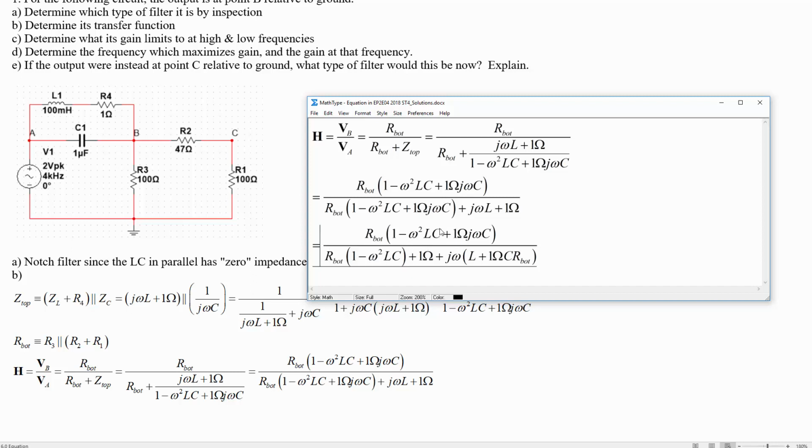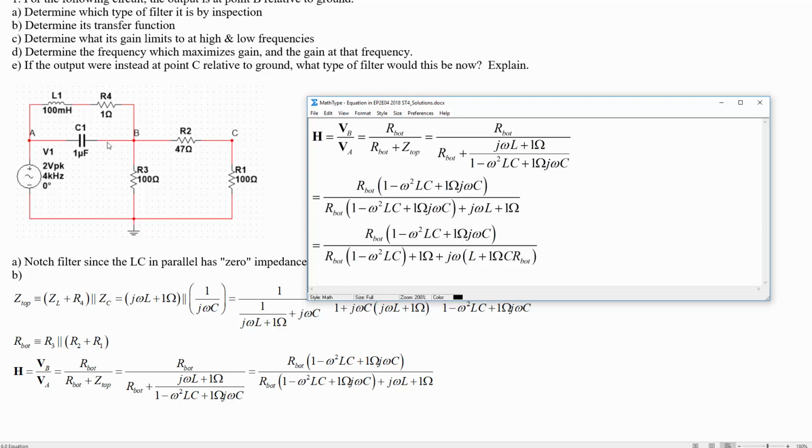At really low frequency, when the inductor is shorting things out and we've got a 1 ohm resistor there, we should also get to basically a transfer function of 1, but maybe modified by that 1 ohm resistor. So when omega goes to 0, then we're left with only R bottom times 1 in the numerator and R bottom times 1 plus 1 ohm in the denominator. So that's just a voltage divider between this thing and the 1 ohm resistor that's left, and that makes sense too.